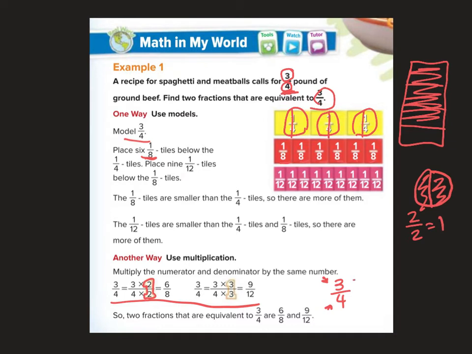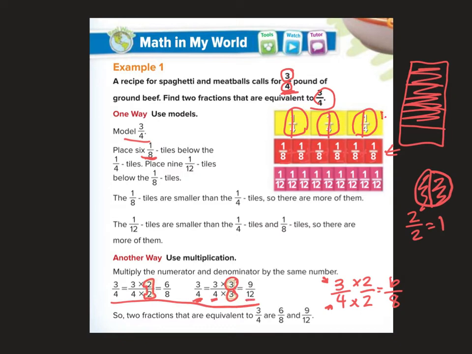That is equal to 1. Okay, so if I multiply the numerator and denominator by the same number, let's do 2/2. I can multiply numerators. 3 times 2 is equal to 6. 4 times 2 is equal to 8. Right, so 6/8, which is what is shown there. Look, I have 6 1/8 or 6/8 if I added them all up. Right, if I added them all up, I have 6 of them, 6/8. Or if I take that same 3/4 and I multiply it by 3/3, which is just the same as multiplying it by 1, right, I'd get 9/12.